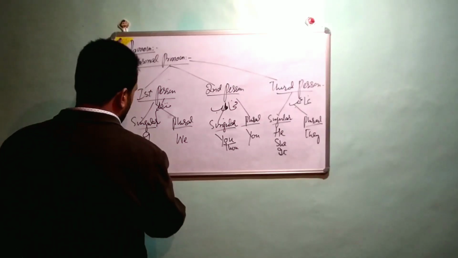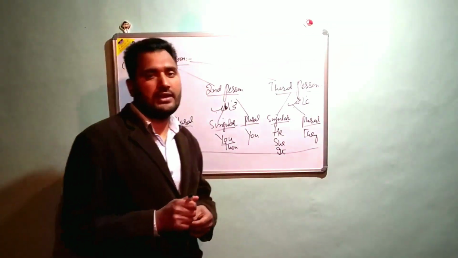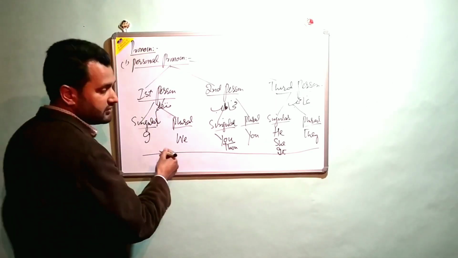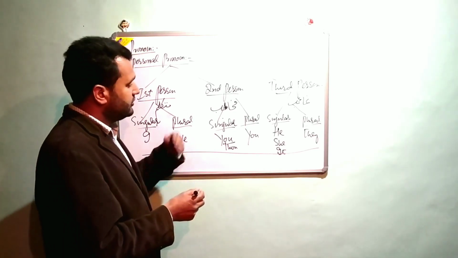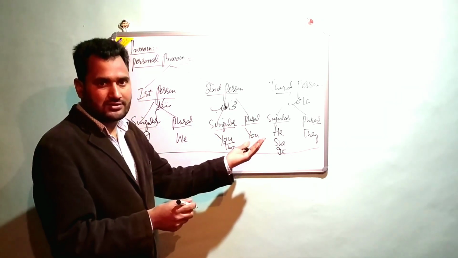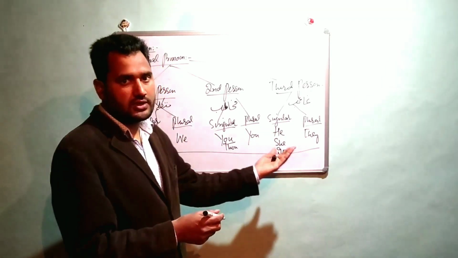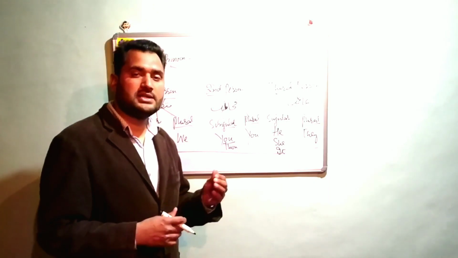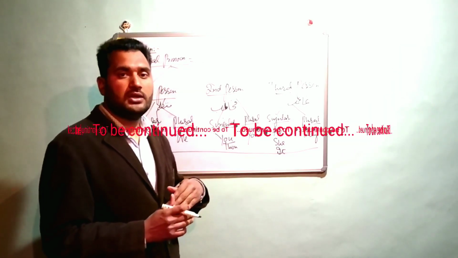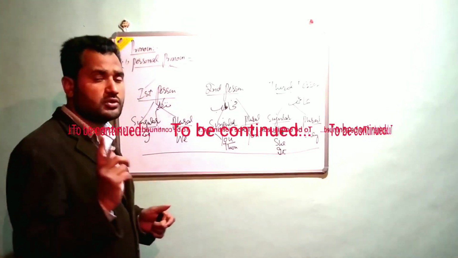But let's see that all these pronouns are actually acting as the subject of the sentence. For example, I eat food, we eat food, you eat food, he eats food, she eats food, it rotates around the sun, they are eating food. So all these pronouns are acting as the subject of the sentence. That's why they have been categorized as nominative pronouns or subjective pronouns. This thing we have to take into consideration.